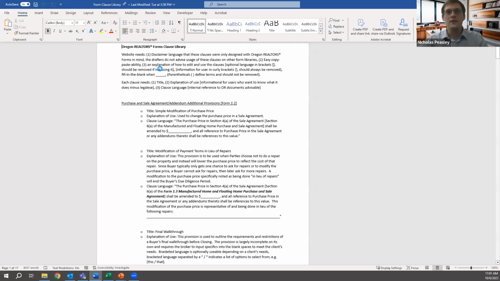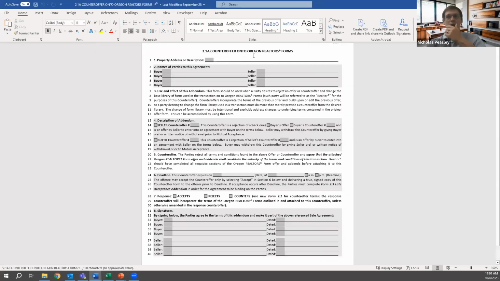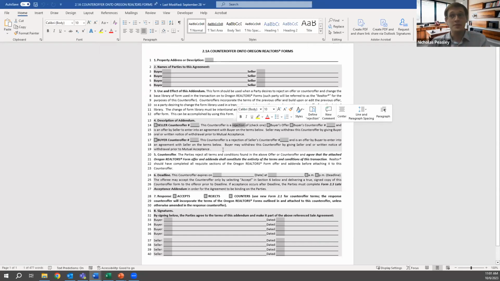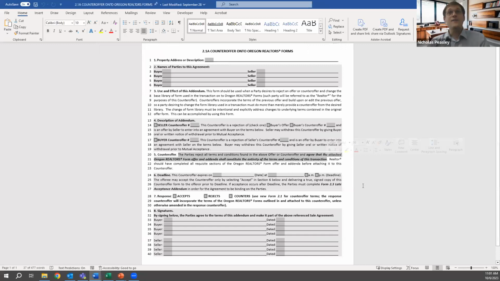There's a counteroffer that we created in our library that is called the counteroffer onto Oregon Realtors forms. It's a counteroffer which basically says, this counteroffer is a flat rejection of the other party's offer. I reject all terms and conditions in that offer. Instead, check out the attached offer, and then you fill out the Oregon Realtors offer and the addendums and all the stuff for it and send it over.